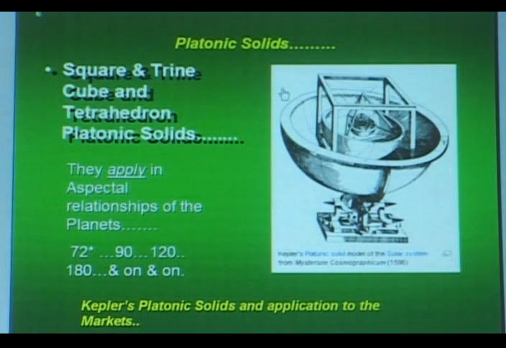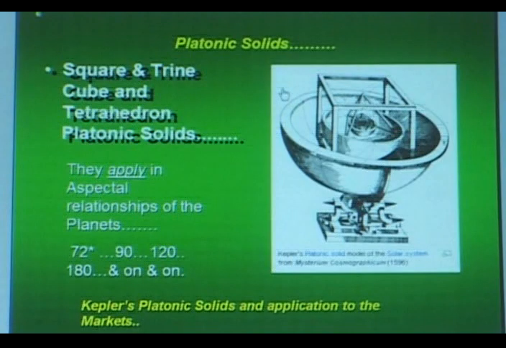As we go forward here on the Platonic solids, this is an original, I believe it was made out of brass back in Kepler's days. They created the square and the circle and the trine, which in essence are the secrets of the universe. The relationships of these Platonic solids are quite powerful. The application sometimes is quite challenging in the stock market. I apply these for myself through aspectal relationships of the planets.